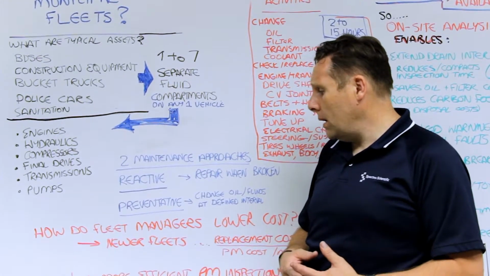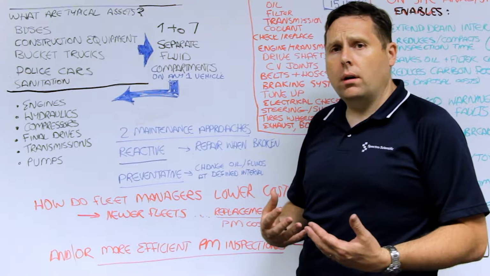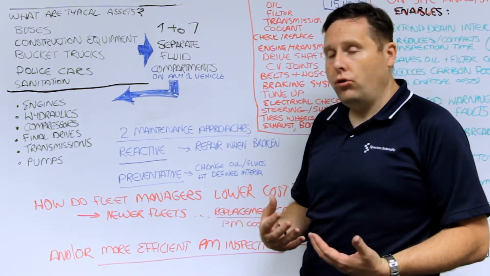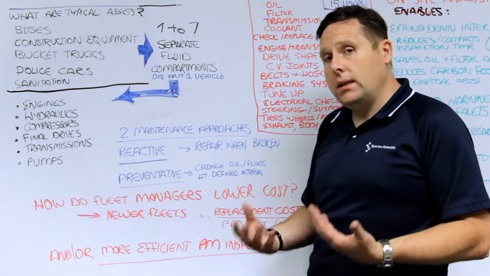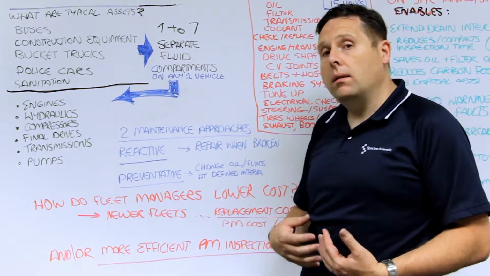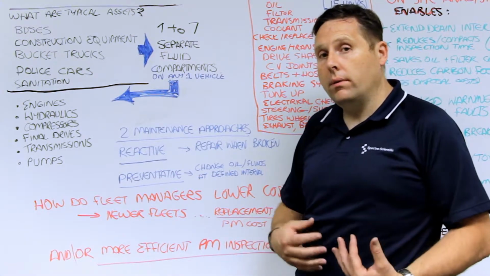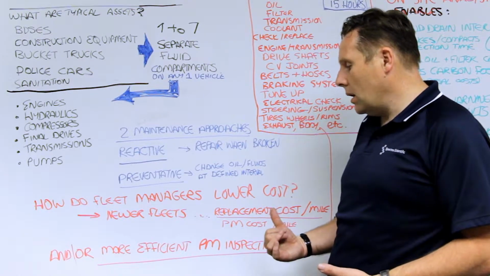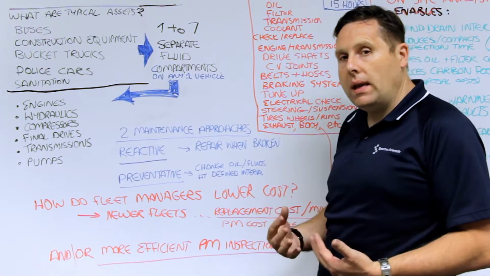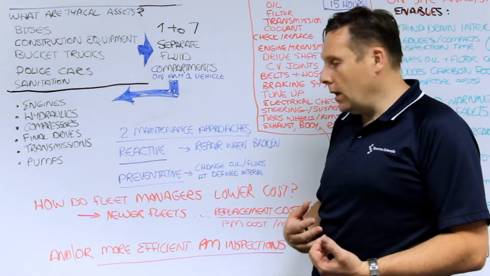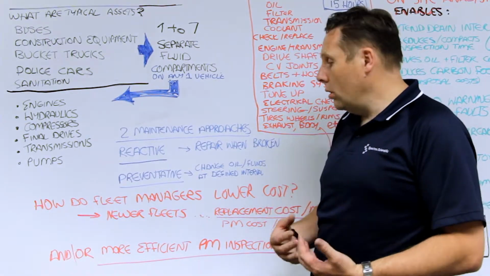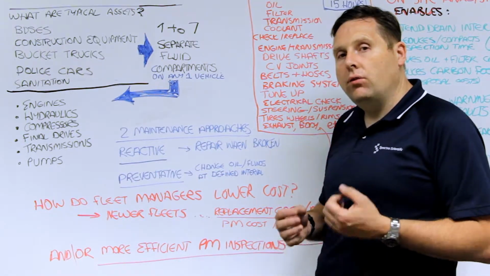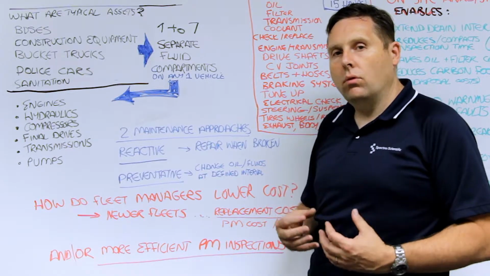So how do fleet managers actually try to lower their costs? Well, it's a continuous effort. So nowadays, there's really two approaches. One is to consider investing in newer fleets. The argument is that you can improve reliability if you've got newer vehicles on the road. And if that's the case, your replacement cost over time versus the PM cost, you can make that calculation. Or you can also do more efficient preventive maintenance inspections and try and keep that vehicle on the road longer.